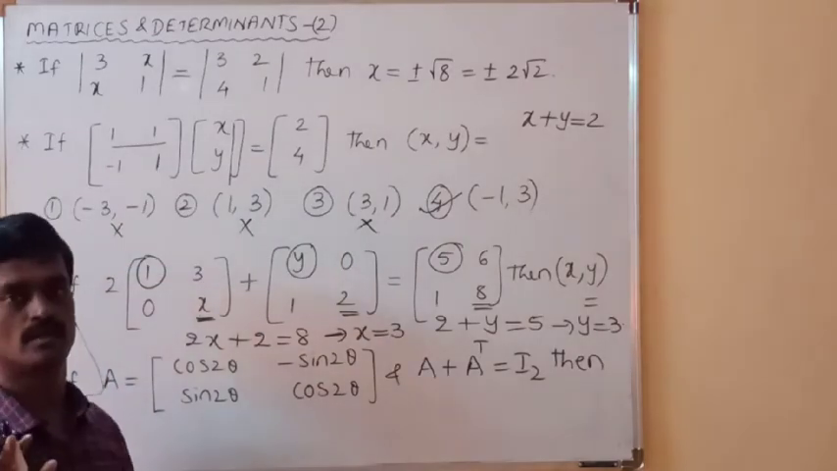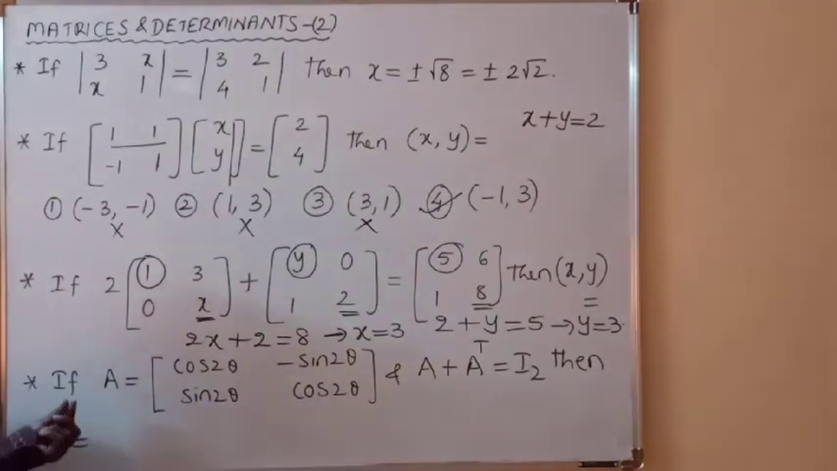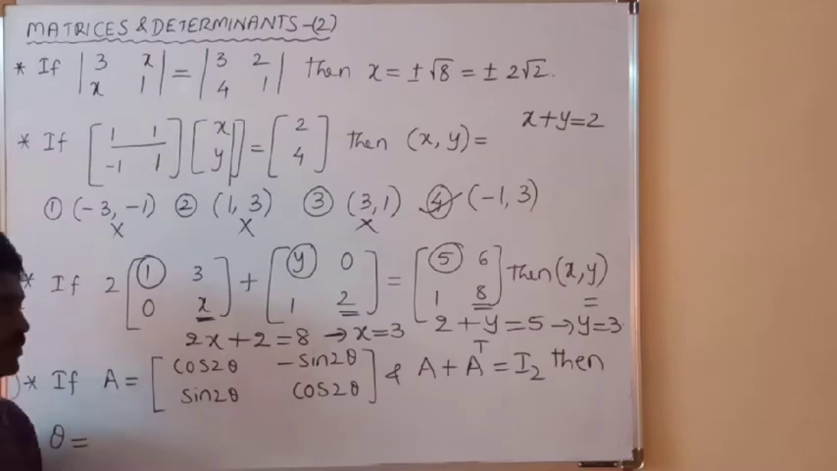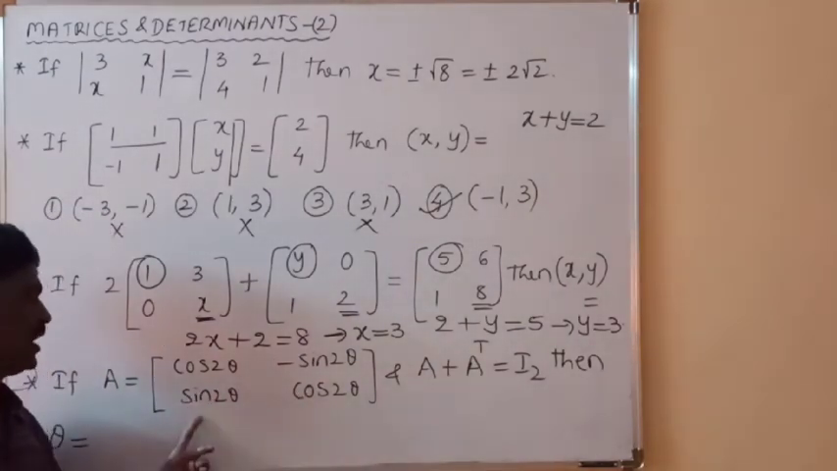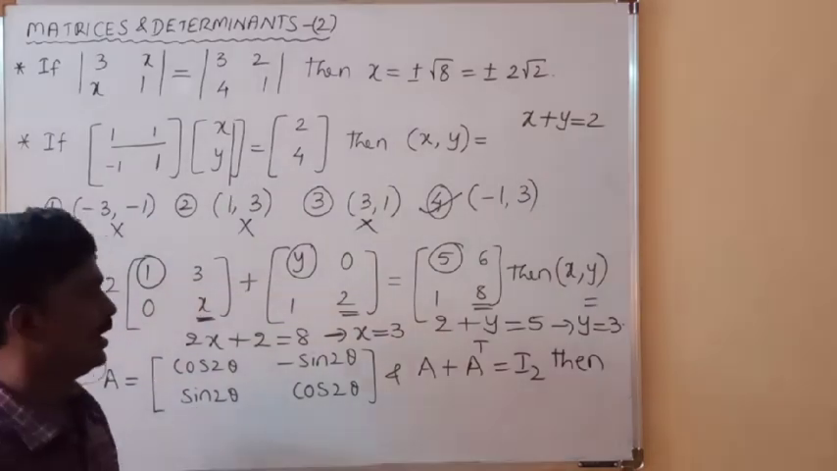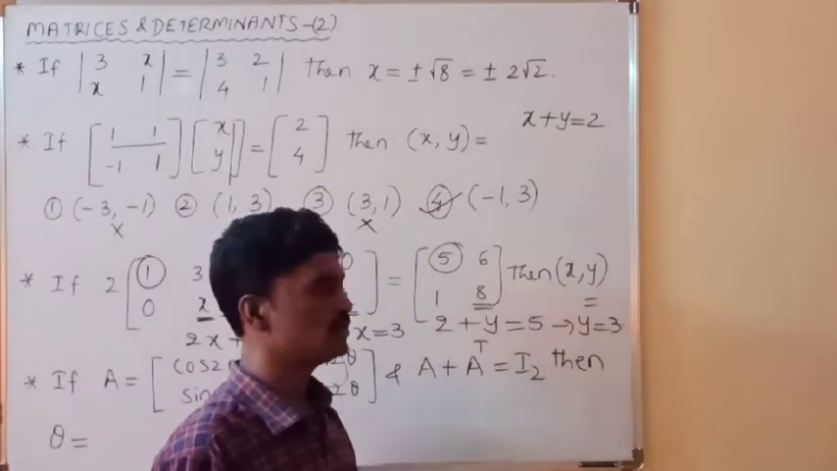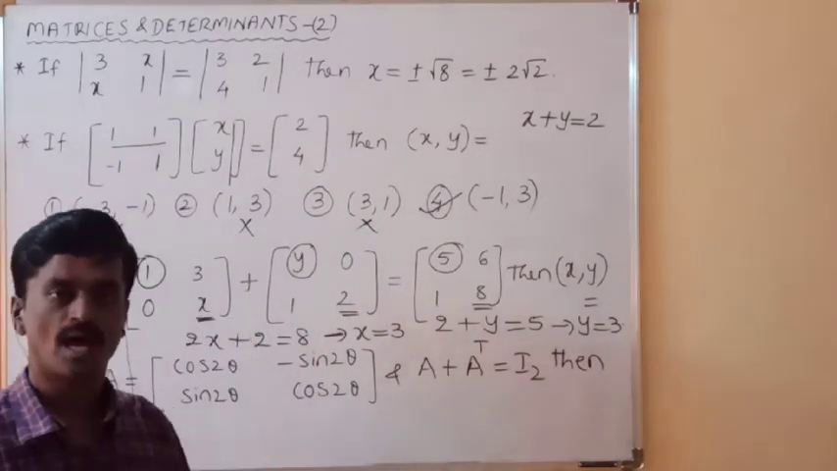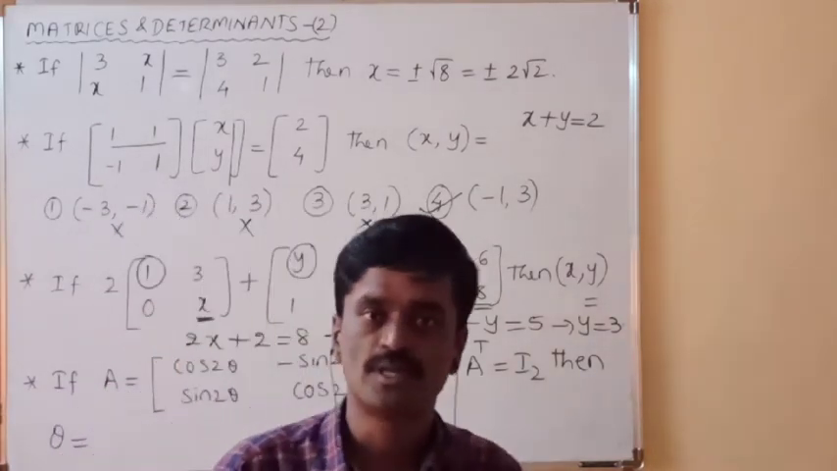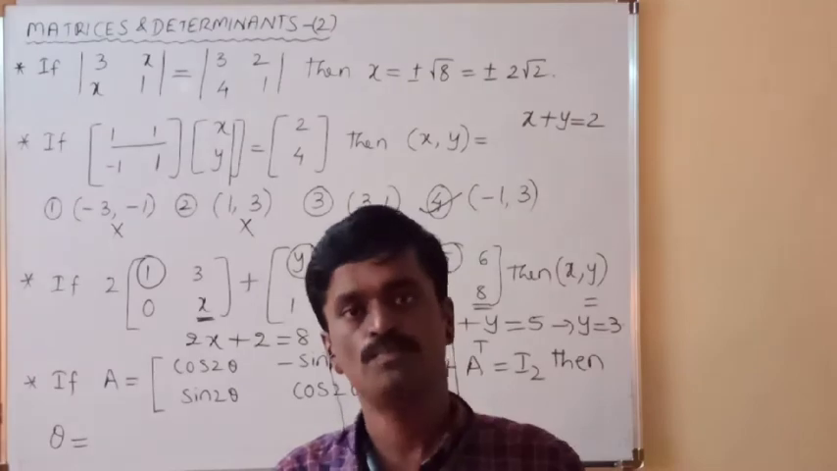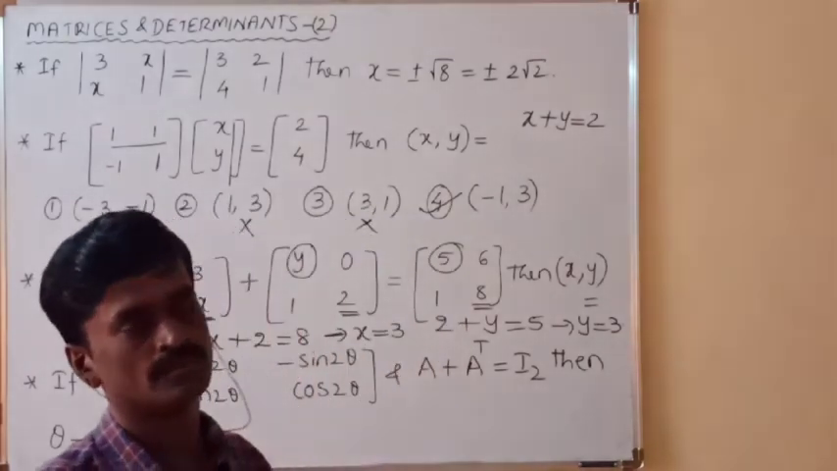5 seconds. Next, if A is equal to this 2 by 2 matrix, cos 2 theta, minus sin 2 theta, sin 2 theta, cos 2 theta, and A plus A transpose is equal to I2. I2 means it is the identity matrix of order 2. That means the elements in I2 are: first row 1 0, second row 0 1.